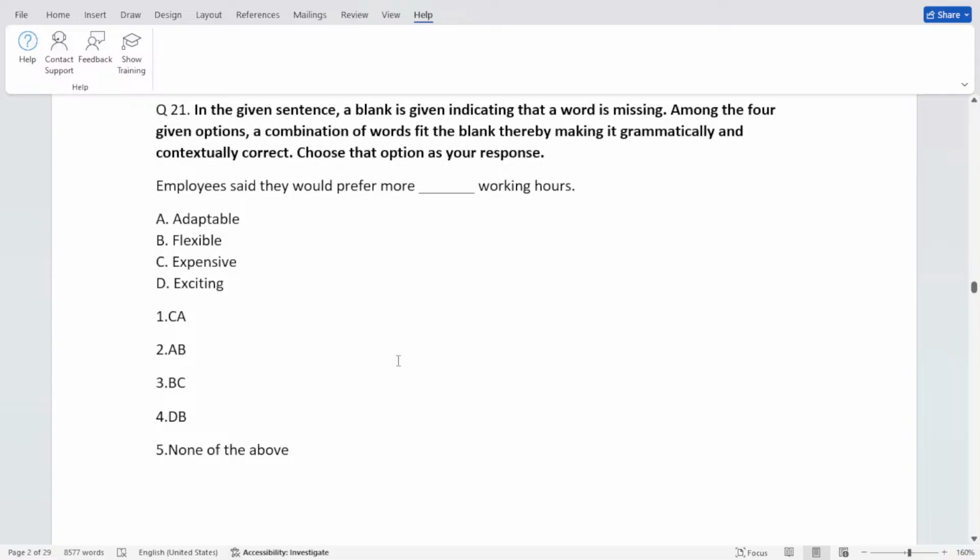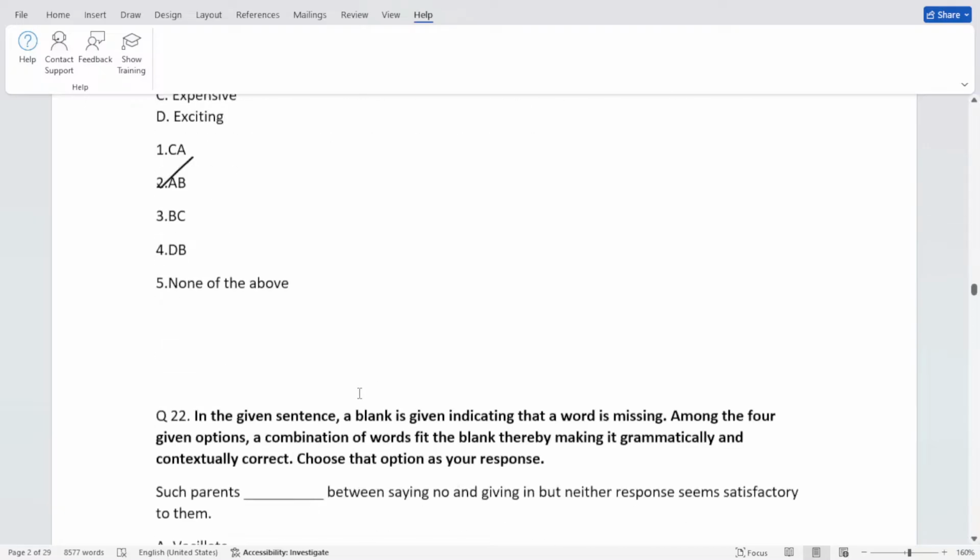Employees said they would prefer more dash working hours. So what will be the correct answer? Generally, employees will prefer an adaptable environment, a suitable environment along with flexible conditions. Expensive won't come, and exciting means every time they can't take tension-free work with a friendly environment that they want. So accordingly, A and B are the correct answers. Now we will go for the next question.